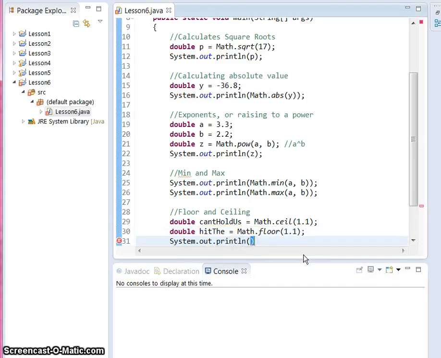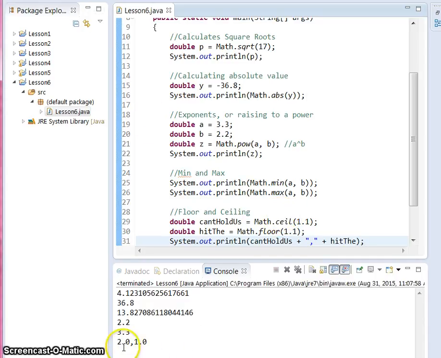So let's set up a system out print, and we'll print ceiling, comma, floor. Make sure to put in a semicolon at the end. Okay, so you see for ceiling it went up to 2, and for floor it went down to 1.